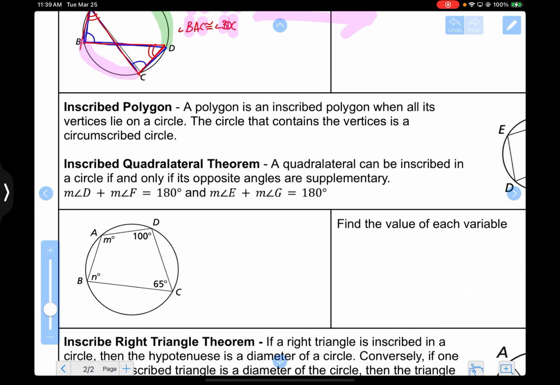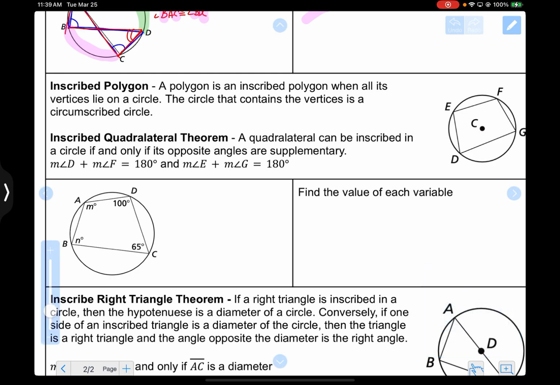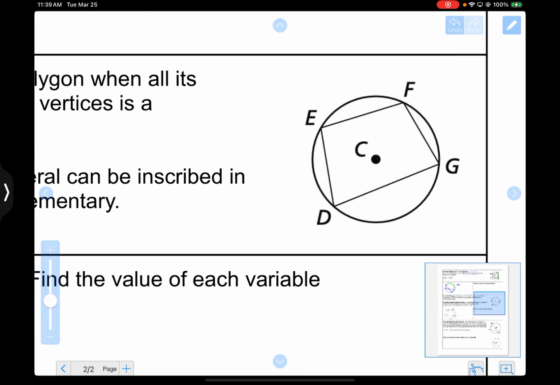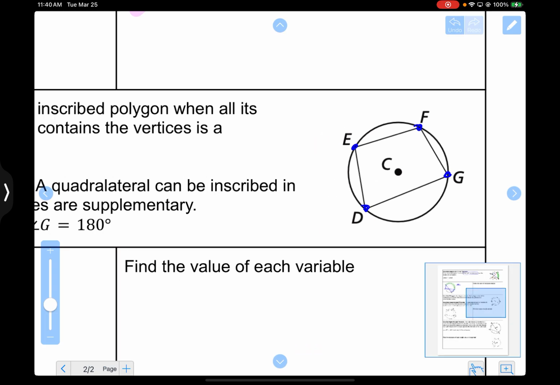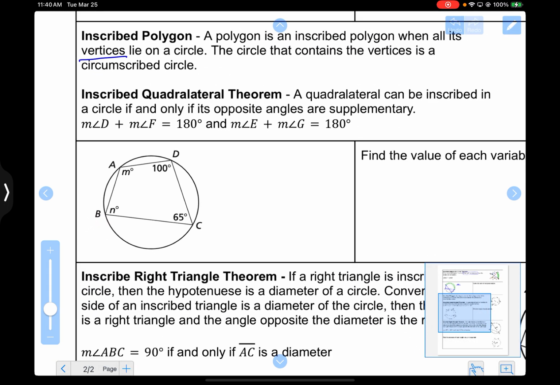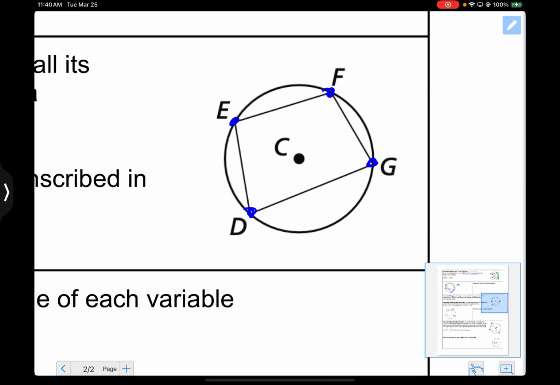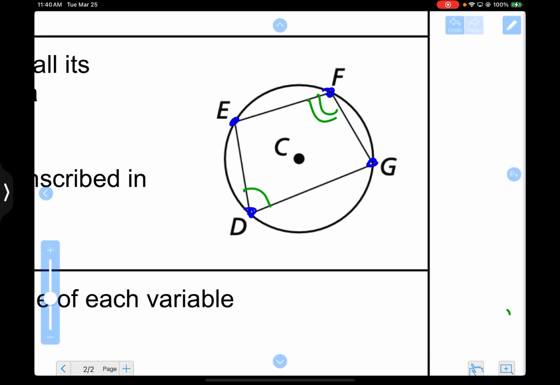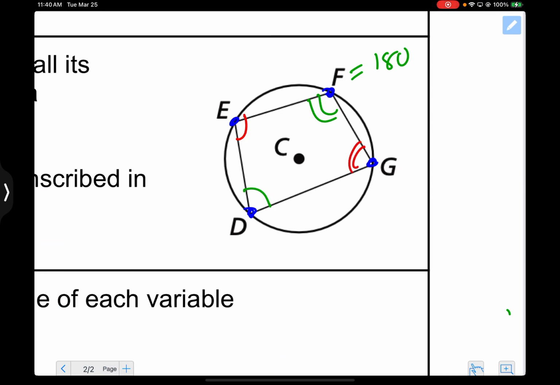So now, instead of inscribed angles, we're going to talk about an inscribed polygon. An inscribed polygon is where all of the vertices lie on the circle. So all the corners of our shape are going to be on the circle. That's how we know it's an inscribed polygon. If it's a quadrilateral, we know that it's inscribed if and only if its opposite angles are supplementary. And remember that supplementary equals 180. So that means that D plus F equals 180, and that means that E plus G equals 180.